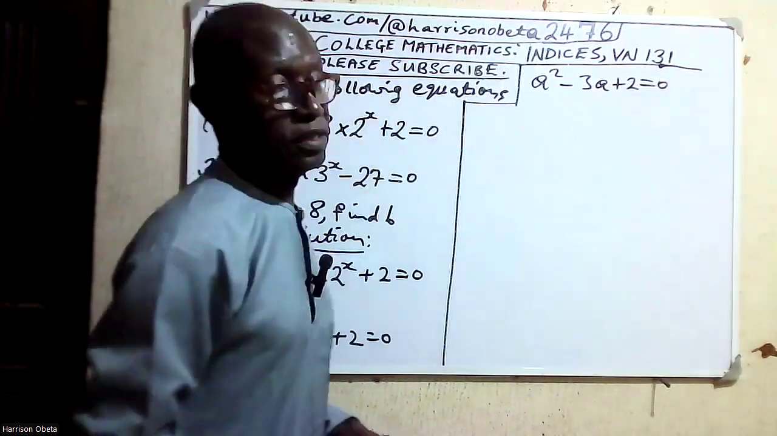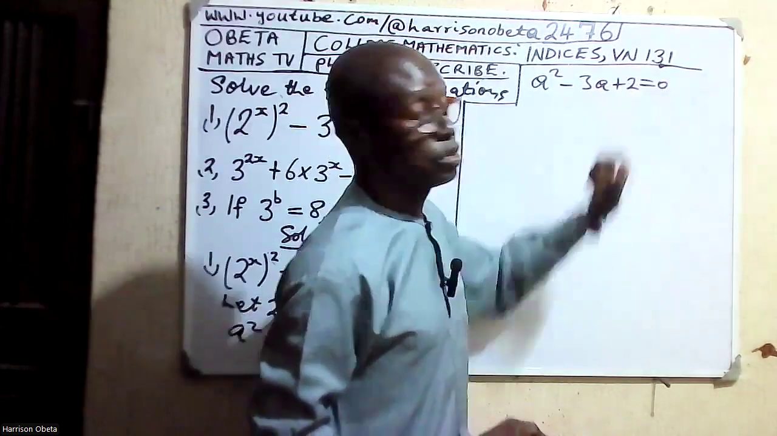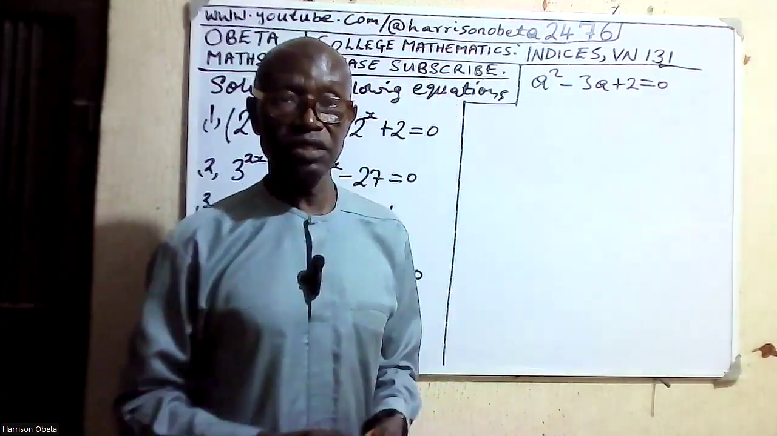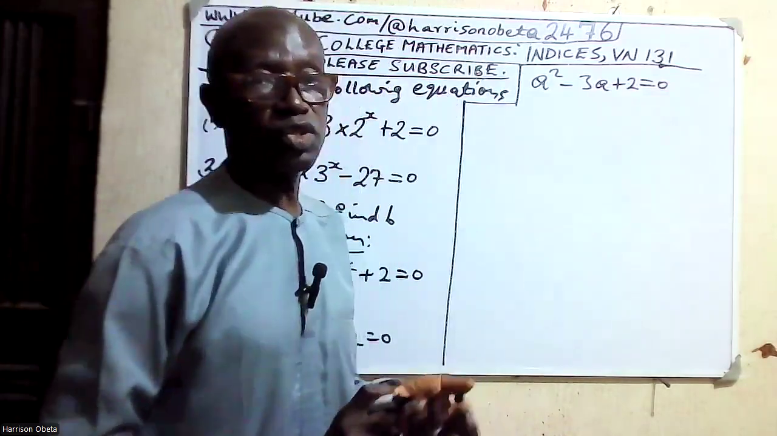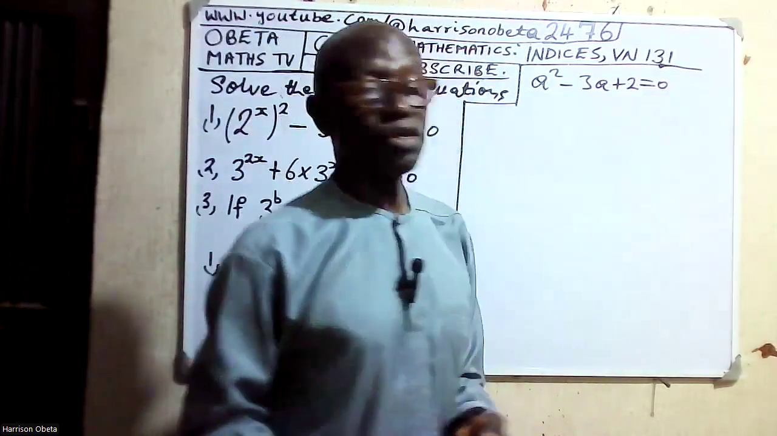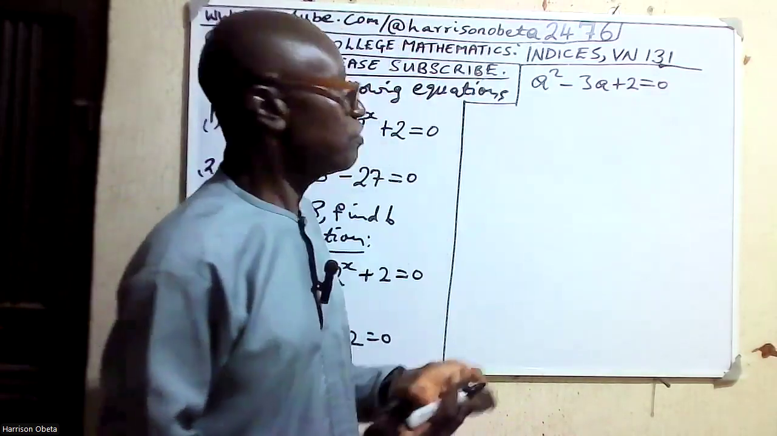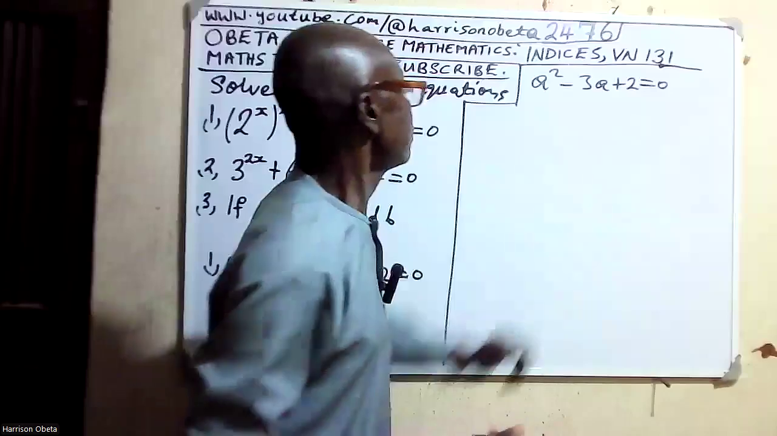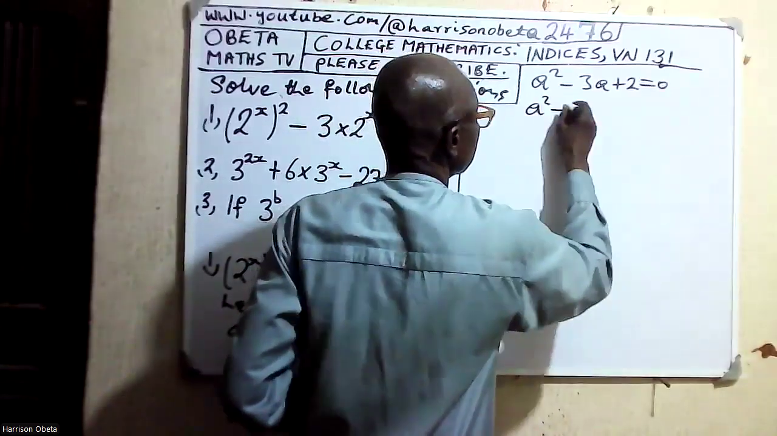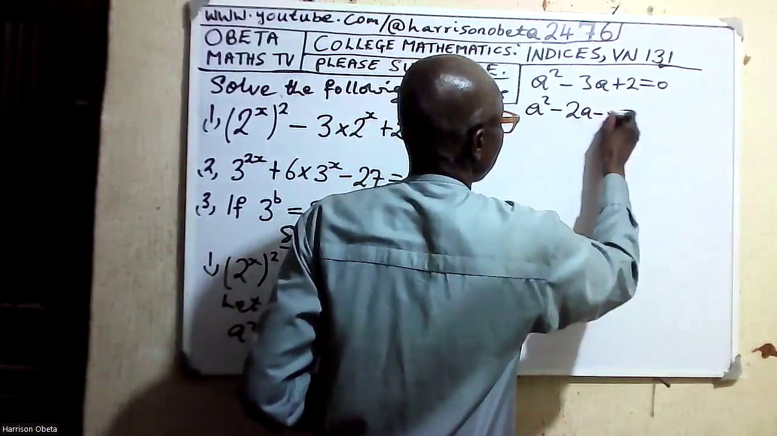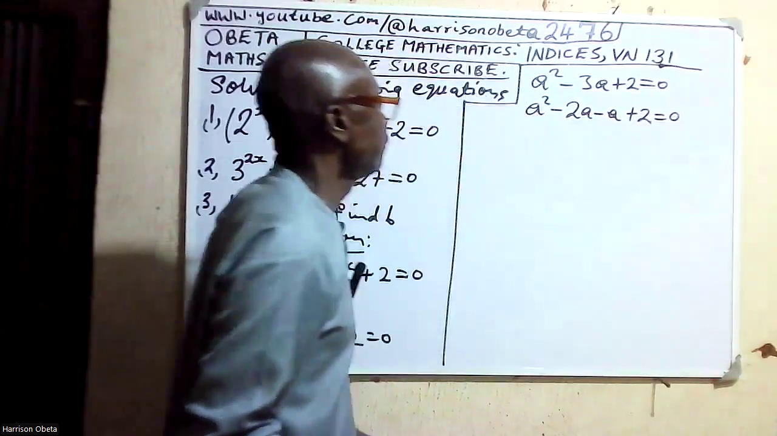Then we have to factorize. We look for 2 numbers that will multiply to give us plus 2, and when we add, we get the middle number. The 2 numbers will be minus 1 and minus 2, which are the coefficients of this letter a. So that means we break it down. We now have a squared minus 2a minus a plus 2 equal to 0.